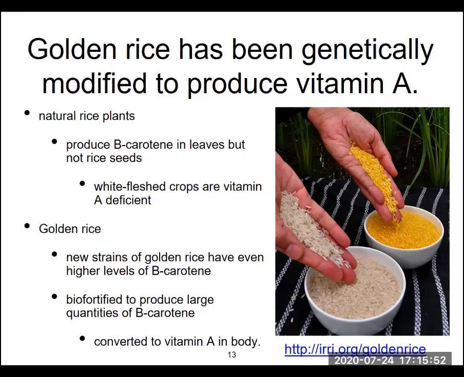And so you end up with this genetically modified food source that is able to produce large quantities of beta carotene, which gives it its golden appearance. And then once it's eaten by a human being, the human in their body can convert the beta carotene into vitamin A. And that would then potentially allow us to treat vitamin A deficiency by replacing white rice with golden rice.